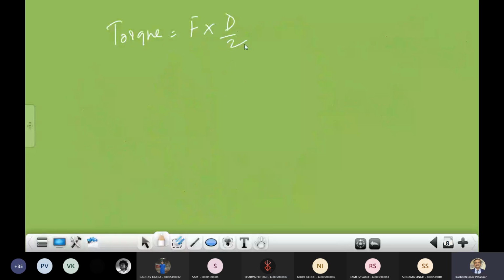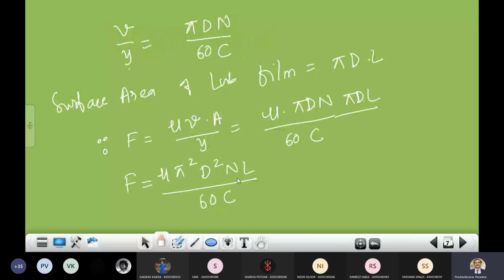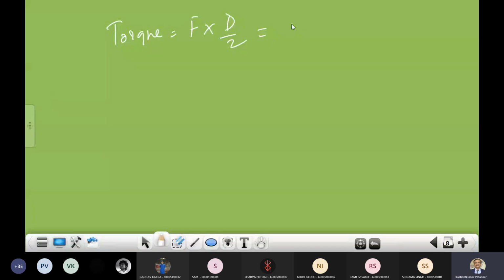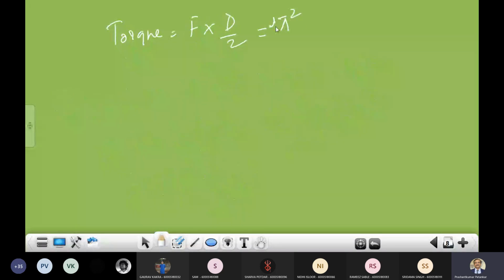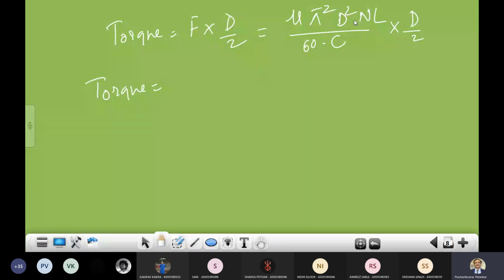Yes or no? Torque transmitted by your shaft is equal to your F into D by 2. Am I right? And already I have written here that F is equal to mu into pi square D square N into L by 60 C. So mu pi square D square NL upon 60 into C into D by 2, right? So that means torque is equal to, again you have one more D, so it will come out mu into pi square into D cube into N into L, whole thing upon 60 C, right?